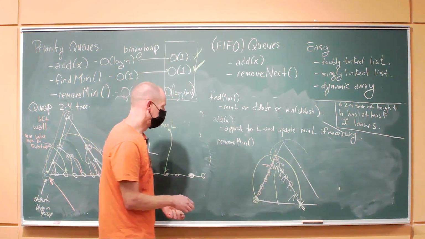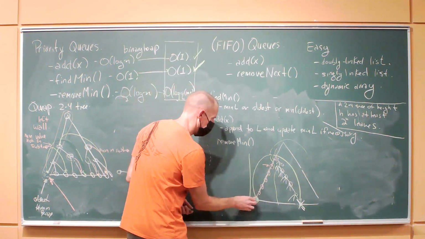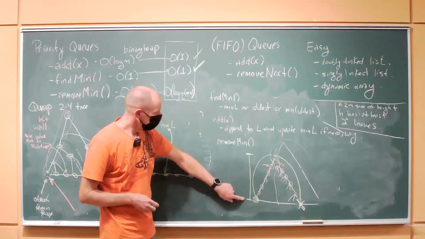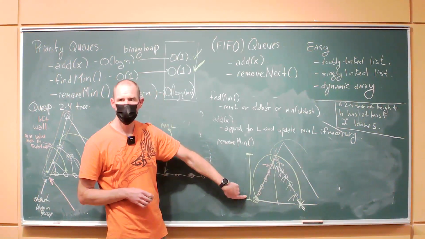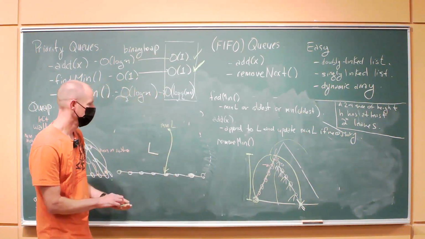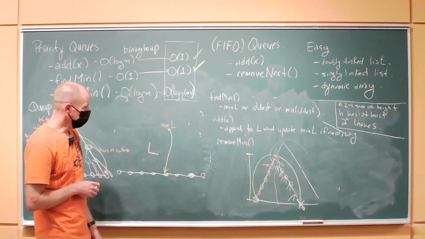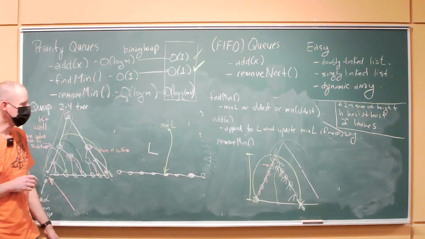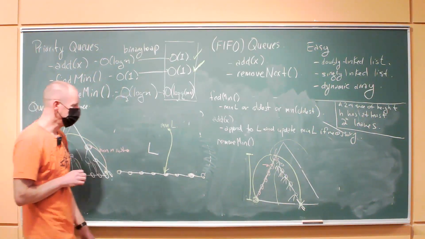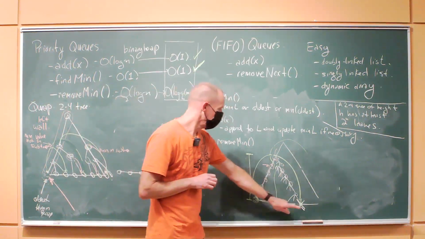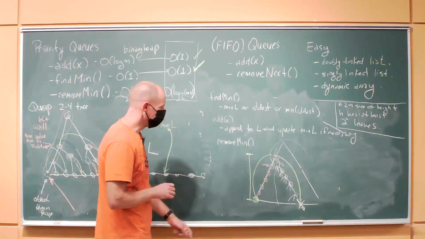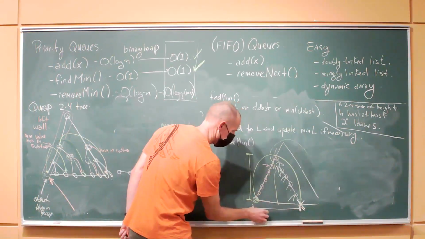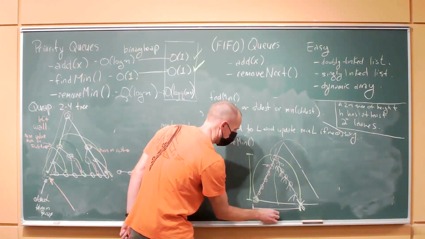So how long does that take? Well, that takes time that's proportional to the length of that path. Okay, well, we need it to take time that's proportional to the logarithm of the Q number of the thing that we're removing. Well, what is the Q number of the thing that we're removing? It's actually the number of leaves here. This thing here is the Q number of the minimum.